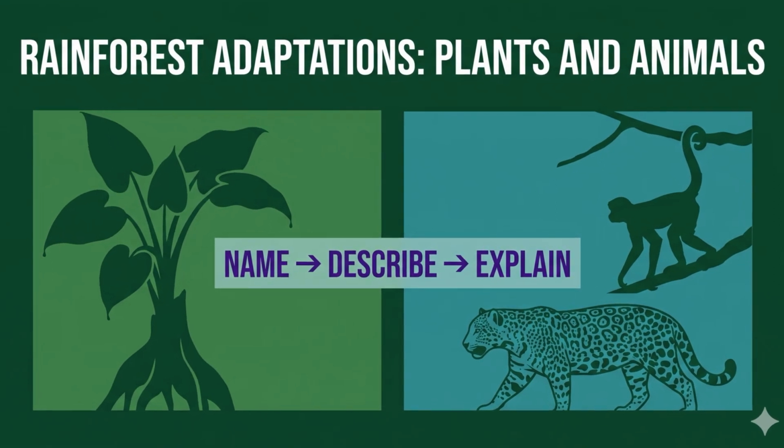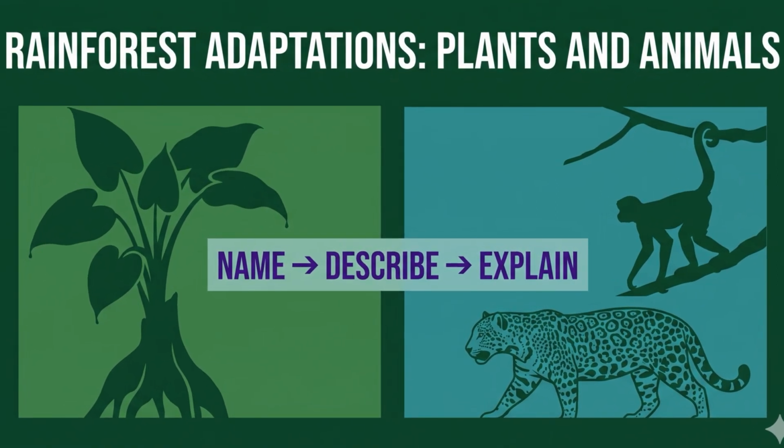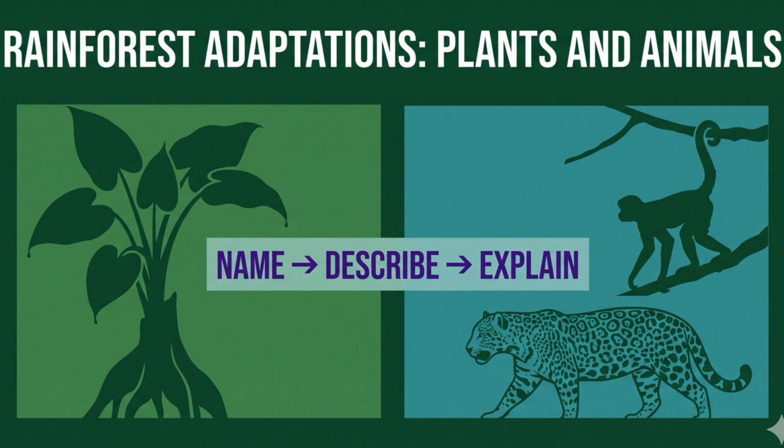Welcome to Sec 1 Geography, Rainforest Adaptations, Plants and Animals. Here is the thing about adaptation questions in the exam. There is one question you will almost certainly get, and it always sounds like this. Name a plant adaptation and explain how it helps the plant survive, or the animal version. Same question, different adaptation, every time.